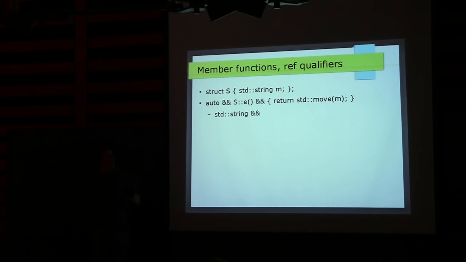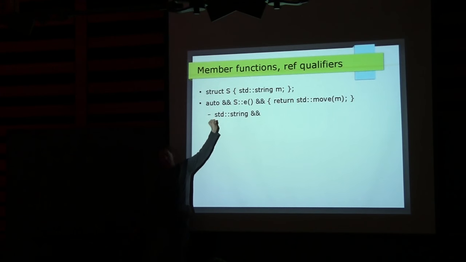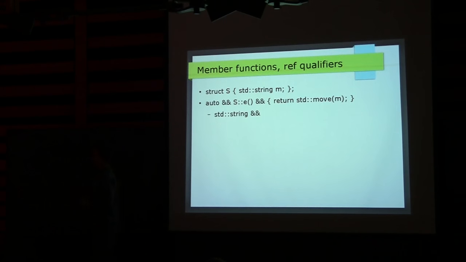So the question was, do I really need this ref ref here? That is a bit trickier of a question than you might think. If you say auto&& here, the type is deduced to std::string&&. It's an x value. If you just say auto, you leave off the double ampersand, then it's a PR value that you return. For std::string, it probably doesn't really make a difference.